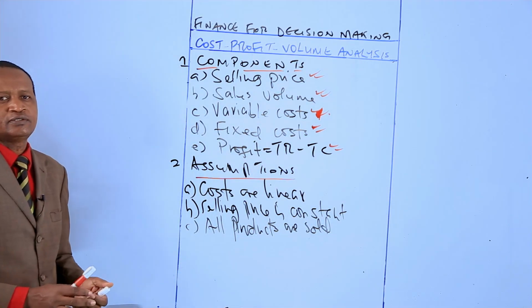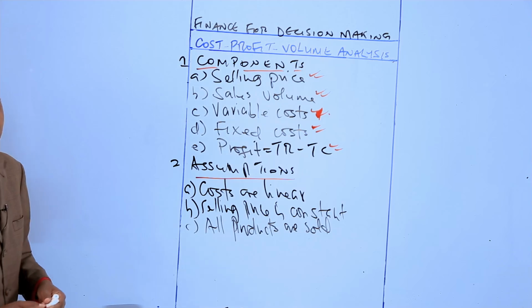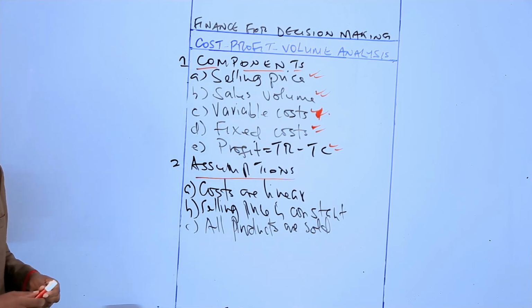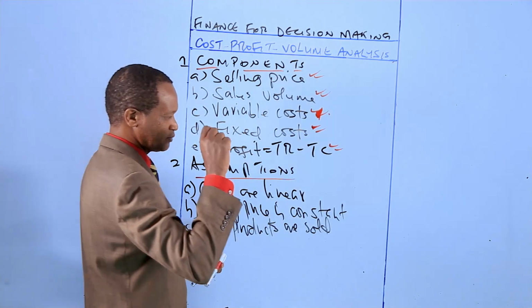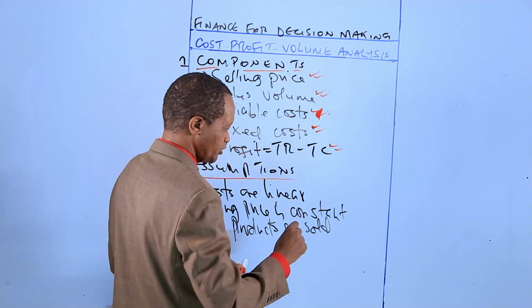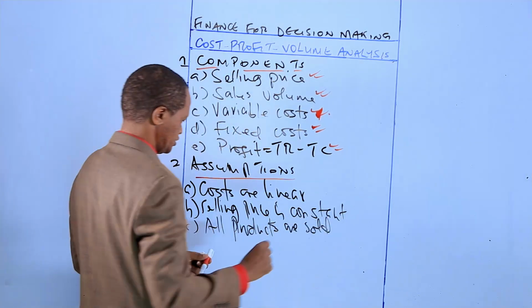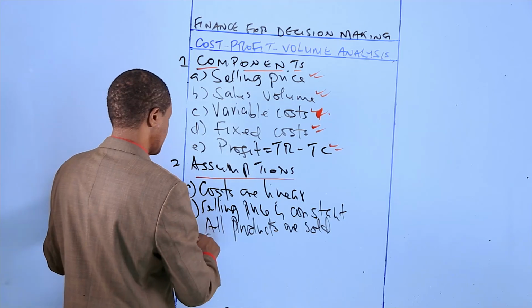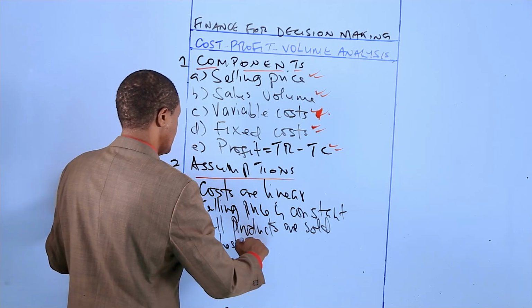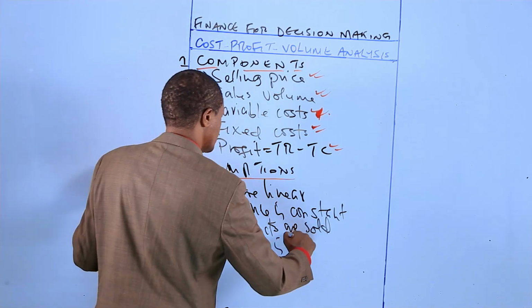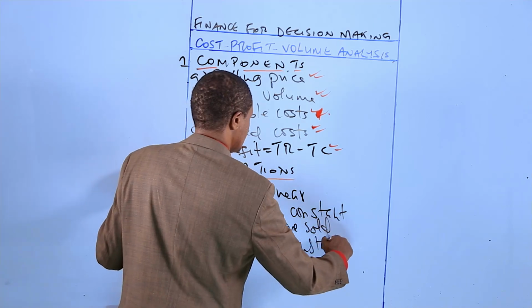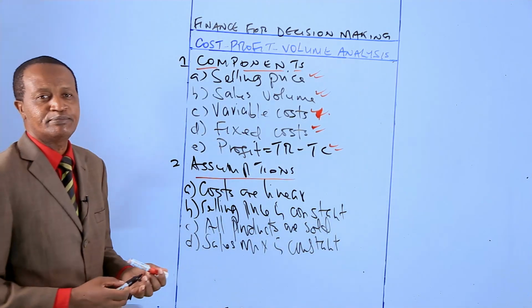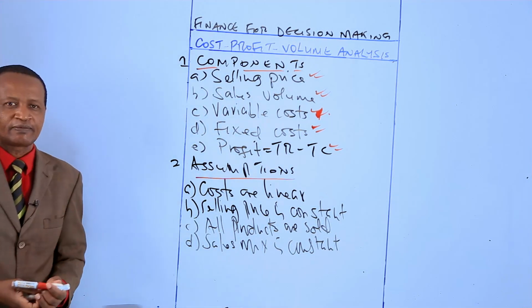You understand? Yes. Inventory levels do not change, meaning that whatever is produced, all the units that are produced are sold. 4. Sales mix is constant. This is the assumption that sales mix is constant.